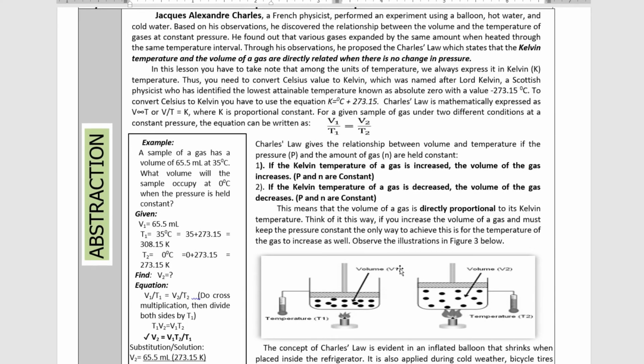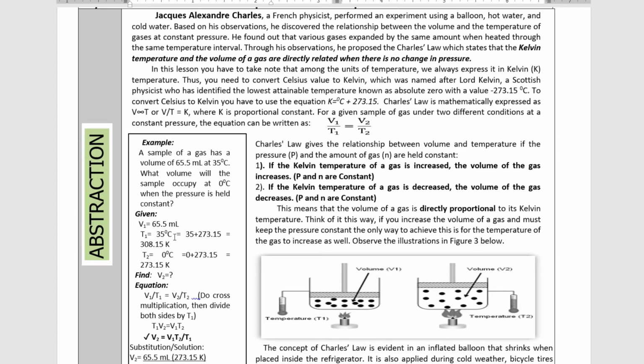Now in this section also, we have an example here for you to be guided on how to solve problems involving Charles' law. So in this case, this is the problem. A sample of a gas has a volume of 65.5 milliliters at 35 degrees Celsius. What volume will the sample occupy at 0 degrees Celsius when the pressure is held constant?